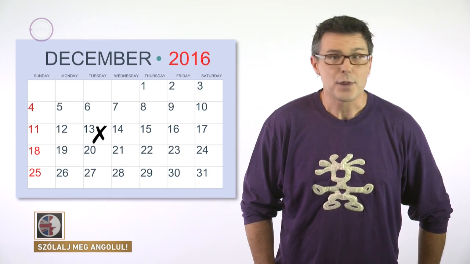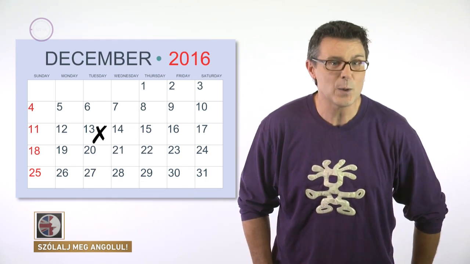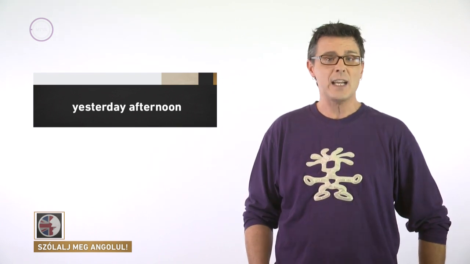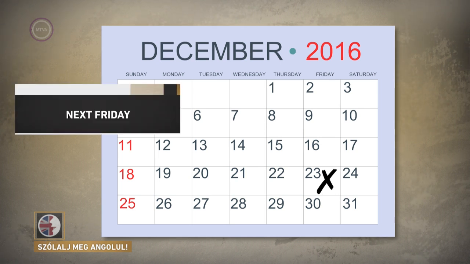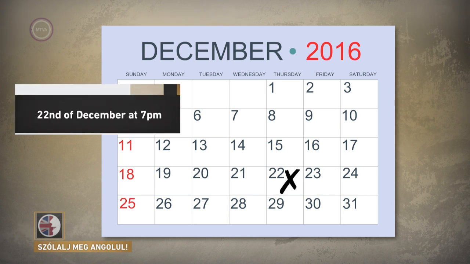And what do we call the 13th of December? Bingo! That was yesterday. And what do we call 10 a.m. on the 13th of December? Correctamundo! That's yesterday morning. And what's 3 p.m. on the 13th of December? Correct again! That's yesterday afternoon. Okay, let's try some more. What's the 23rd of December? Bingo! That's next Friday. And the 22nd of December at 7 p.m.? Correct-a-doodle-doo. That's next Thursday evening.